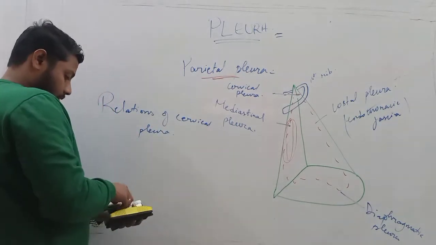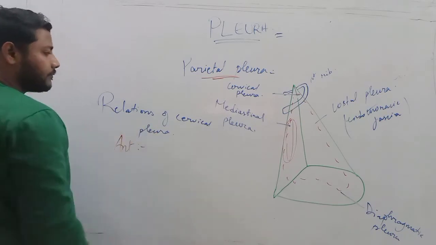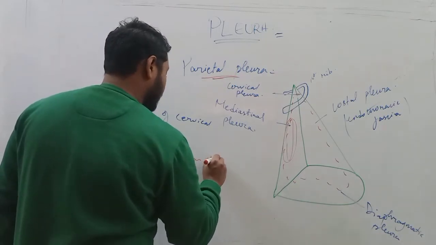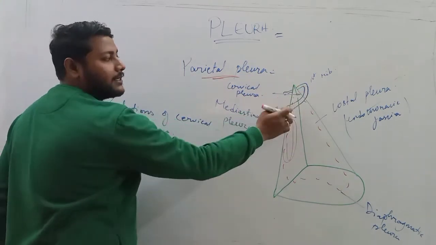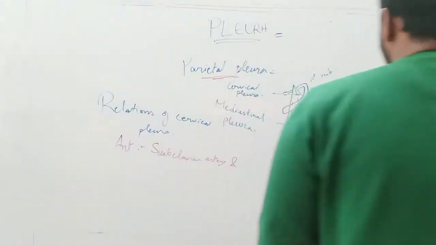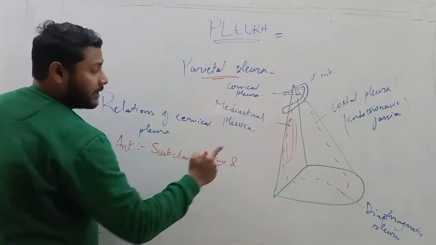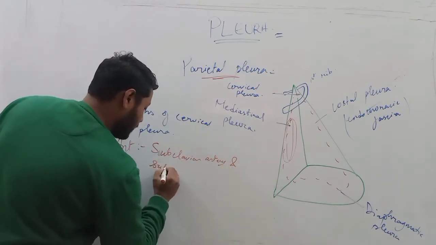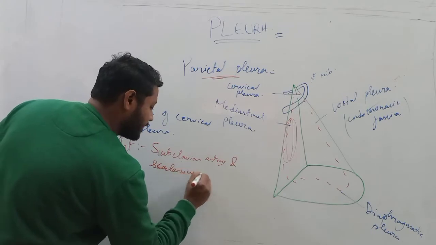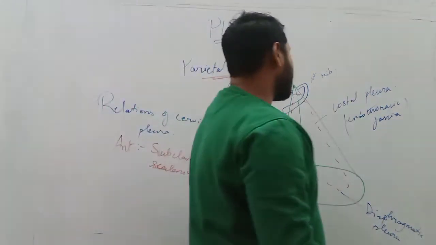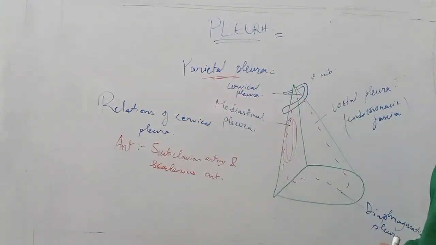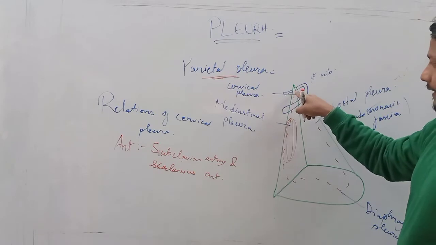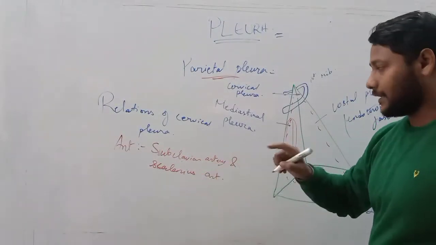Now, anteriorly, the cervical pleura is related to the subclavian artery, and we know that over here we have the first rib. This rib has the attachment of the scalenus muscle. So anteriorly, the cervical pleura is related to the subclavian artery and the scalenus anterior muscle. If you study the attachment of the first rib, you can clearly see that we have an attachment of the scalenus anterior on this rib. So anteriorly, this cervical pleura is related to the subclavian artery and the scalenus anterior.